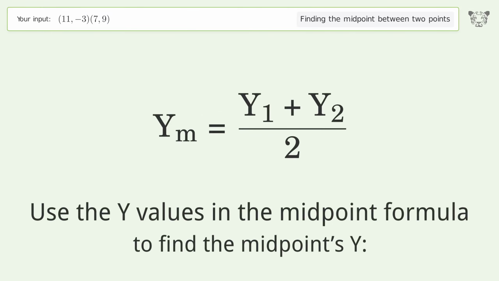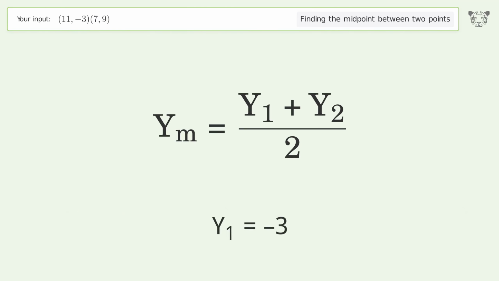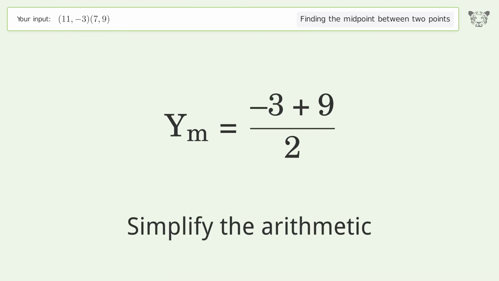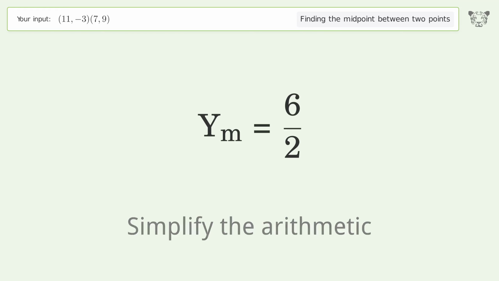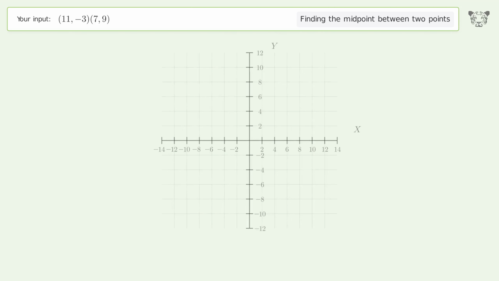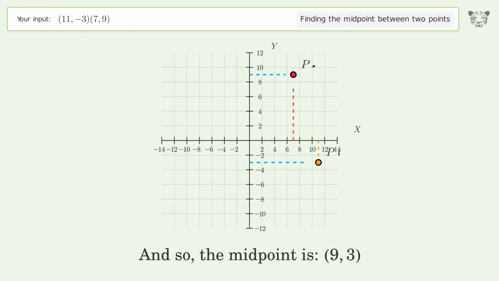Use the y values in the midpoint formula to find the midpoint's y. y1 equals -3. y2 equals 9. Simplify the arithmetic. And so, the midpoint is 9, 3.